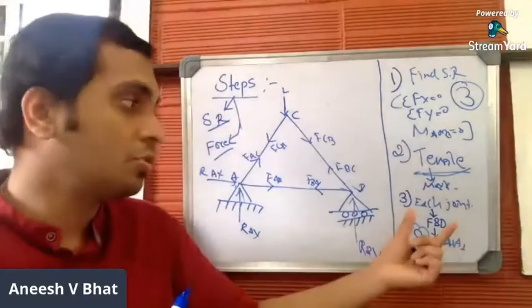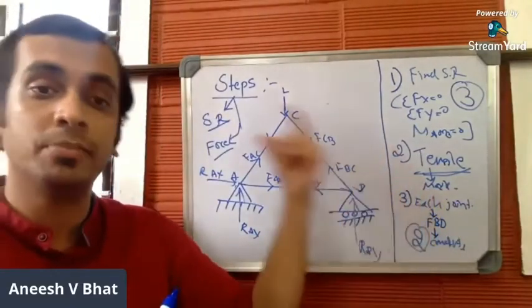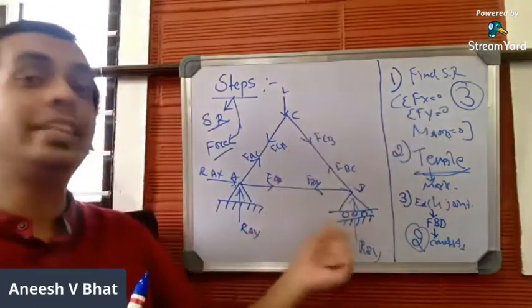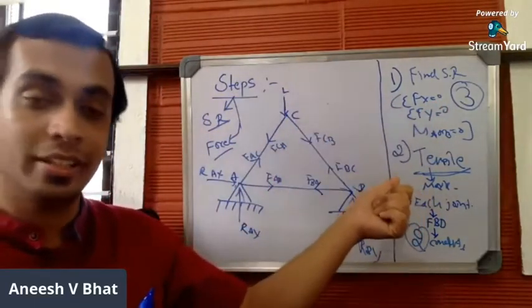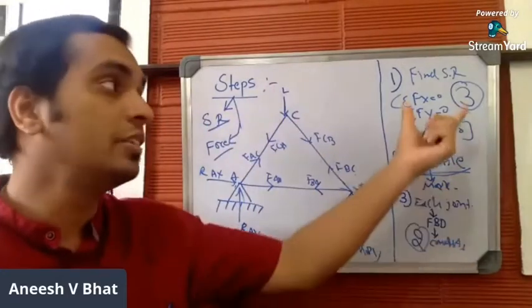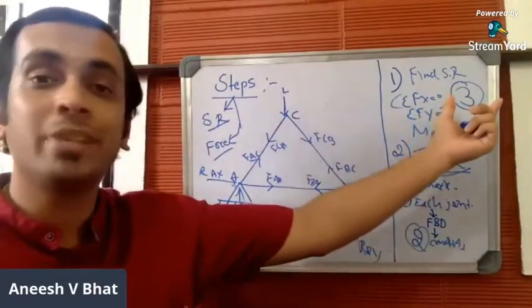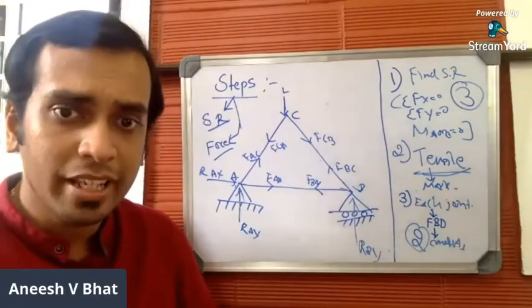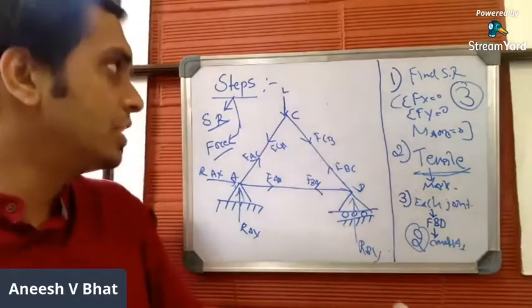Why two conditions? Because when you draw the free body diagram, the system will be concurrent. In step number 1, you'll be considering the entire truss. When you consider the entire truss, the system will be non-concurrent, and hence you'll be applying 3 conditions. In step number 3, you'll be considering each joint.